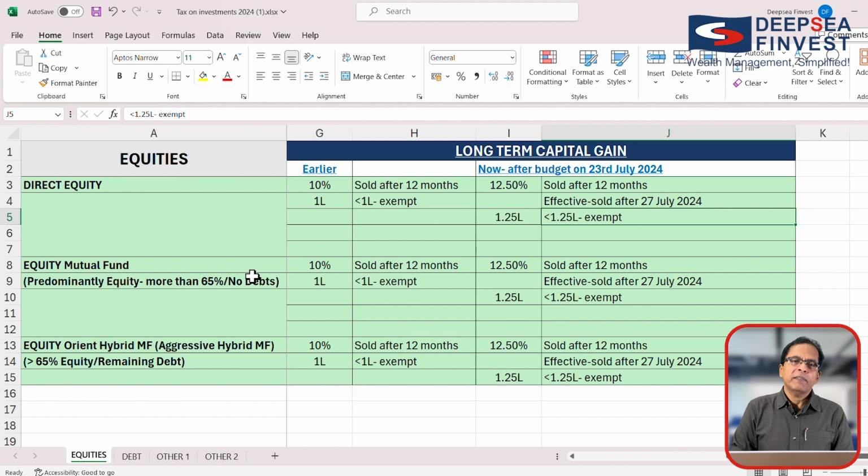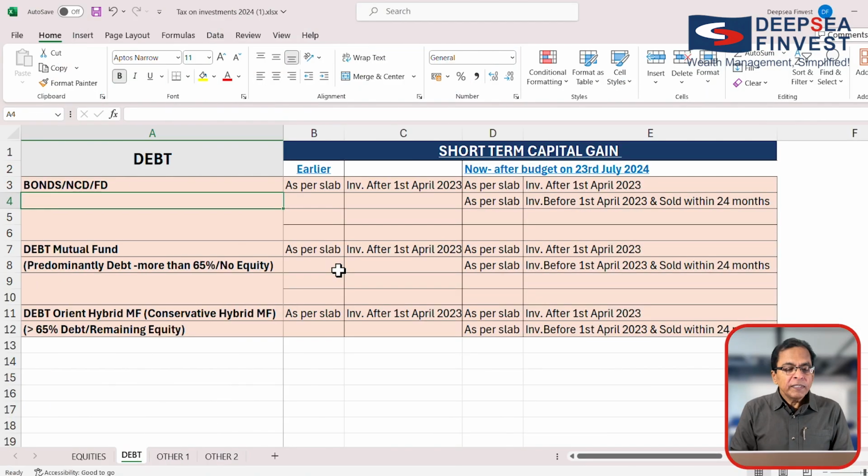Now we'll go to the debt part. So this is the debt part. In this, what is incorporated is your investment in bonds, NCDs, fixed deposits, and debt mutual funds and debt oriented mutual funds, which are also called conservative hybrid funds. For all these categories, the taxes are very similar. Let us go one by one.